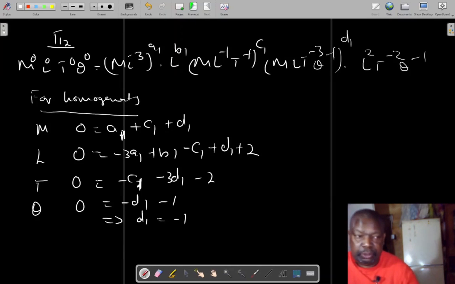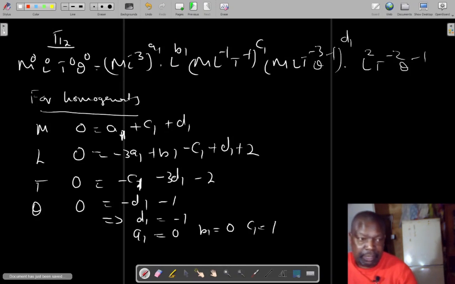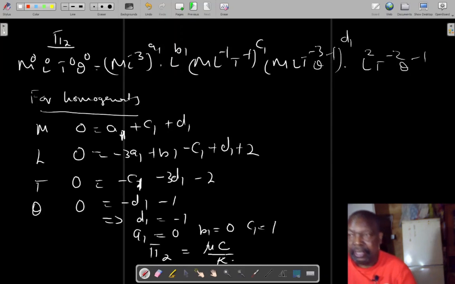And solving the simultaneous equations for the rest of the dimensions, you get A1 is equal to 0, B1 is equal to 0, C1 is equal to 1, and of course we found that D1 is equal to negative 1. So pi term 2 is equal to mu times C over K.